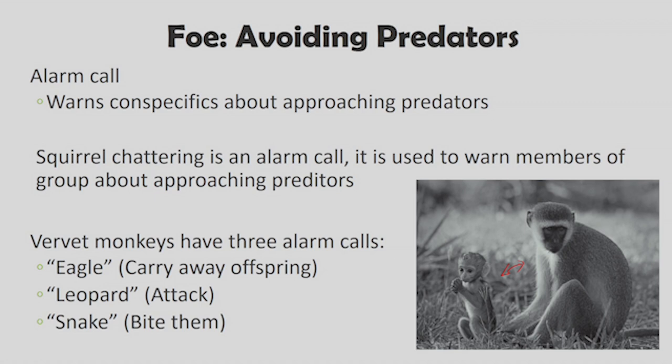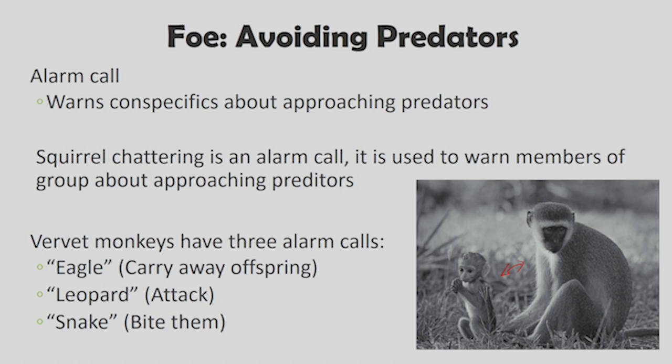One is the eagle alarm call, and this eagle alarm call warned the other members, or senior members, of the group that an eagle is coming. What do eagles actually do? Eagles take away the smaller offspring, and so this call is made to warn of an eagle. In terms of squirrels, they have just one or two types of vocalizations.